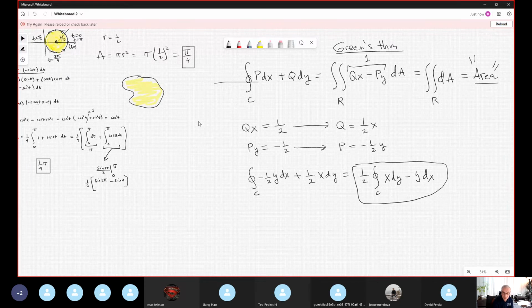So I propose you stop, because next is a surface integral. And you know, the surface integral is more complicated. Yes or no? Yes. Yeah. What do you think about?